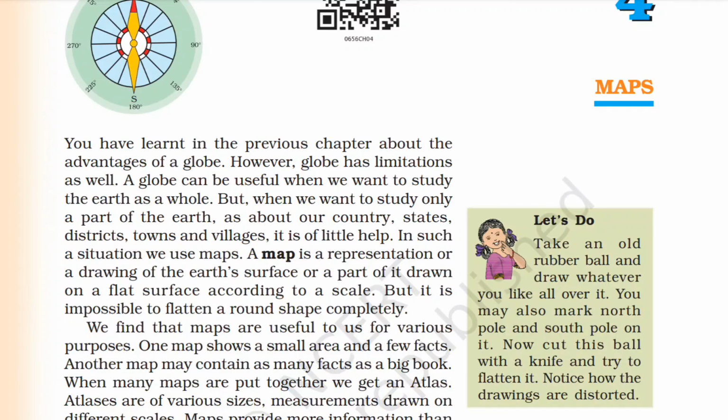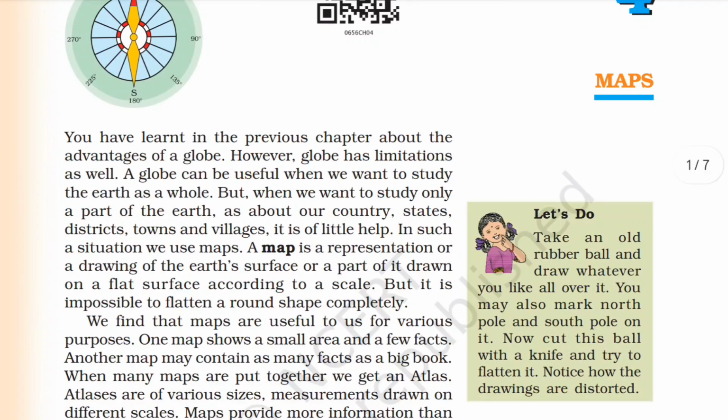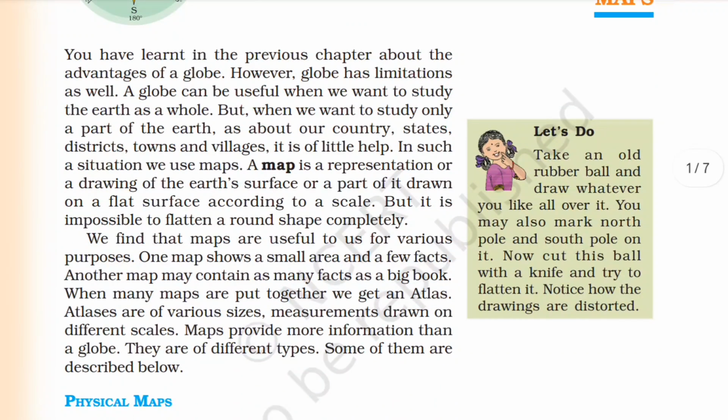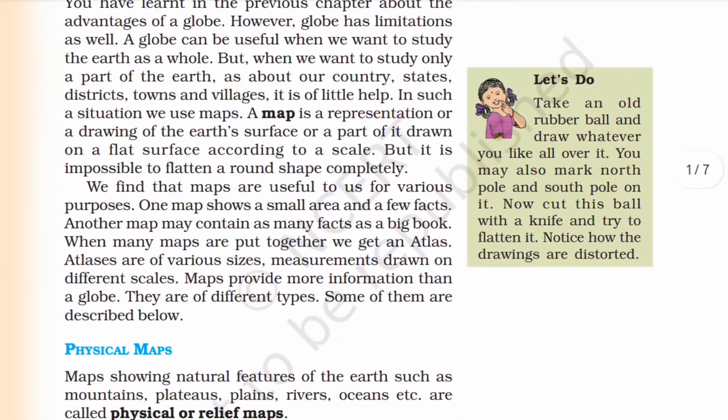A globe can be useful when we want to study the earth as a whole, but when we want to study only a part of earth, such as our country, states, district, towns and villages, it is of little help. In such a situation, we use a map. A map is a representation or drawing of Earth's surface or a part of it drawn on a flat surface according to a scale. But it is impossible to flatten a round shape completely.